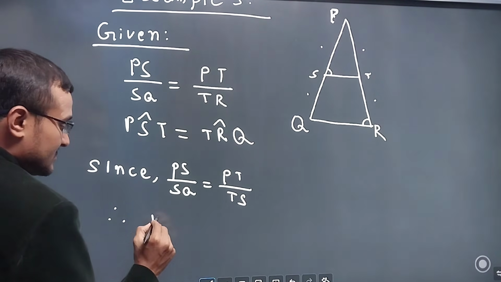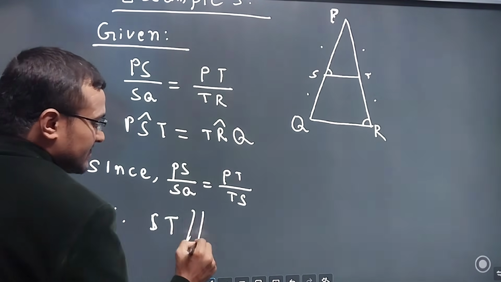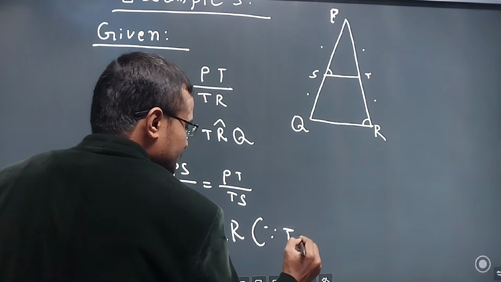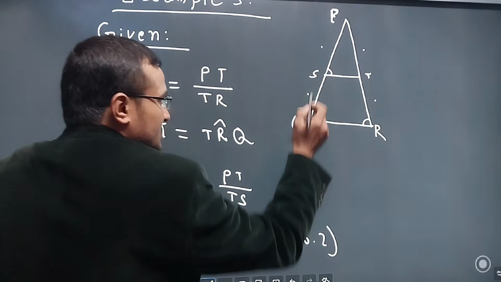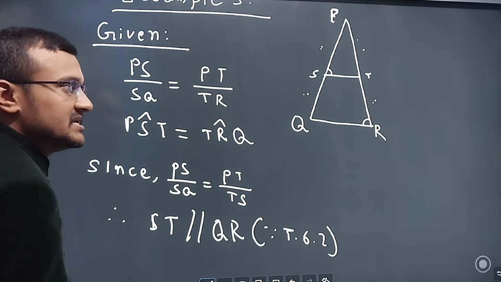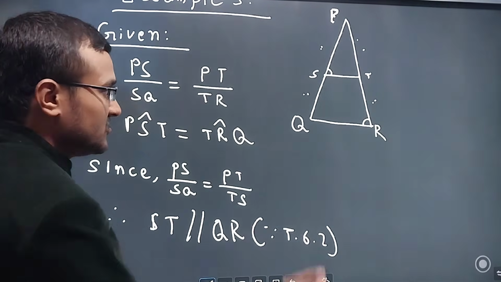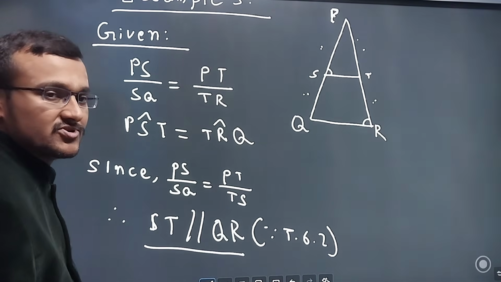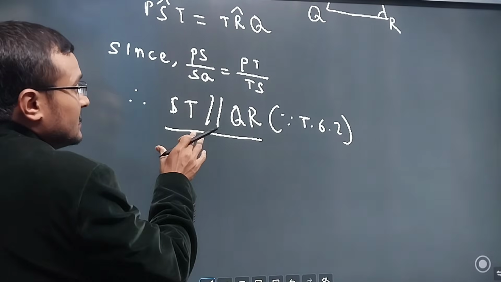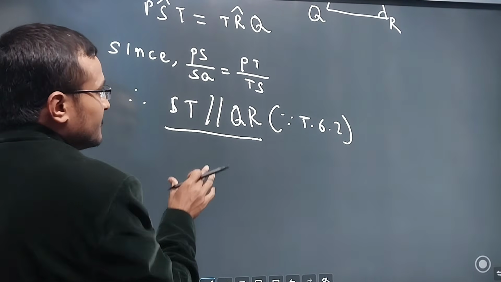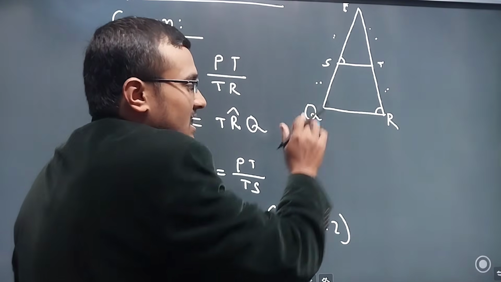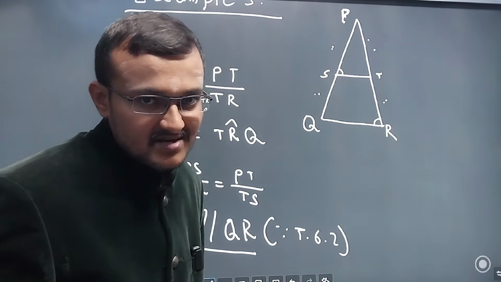Therefore, ST is parallel to QR. So why is ST parallel to QR? This is because of theorem 6.2. We have equal ratio, that is PS by SQ is equal to PT by TR. Since we have equal ratio, ST is parallel to QR, that is theorem 6.2. Now, based on this result, we have to prove that this triangle PQR is an isosceles triangle.